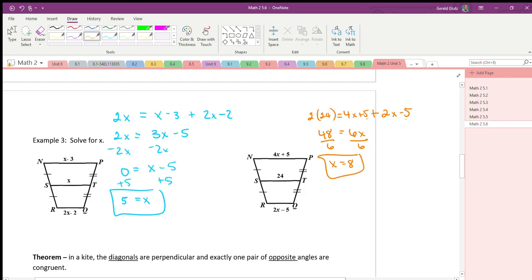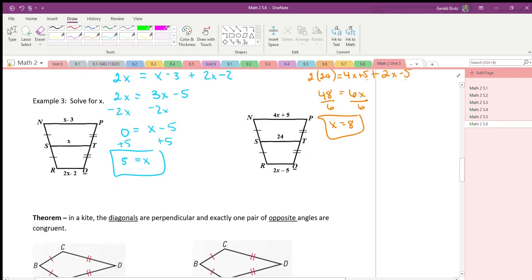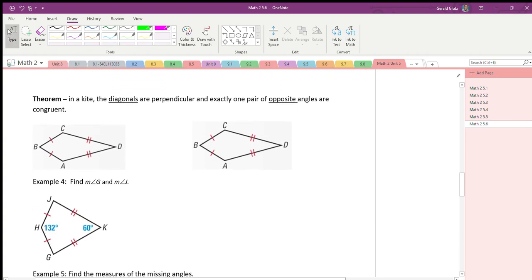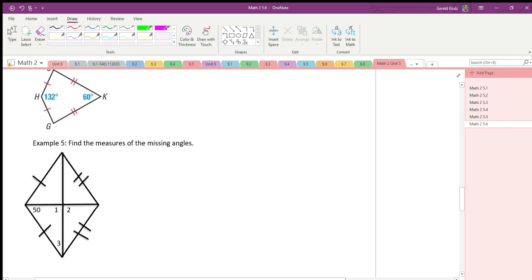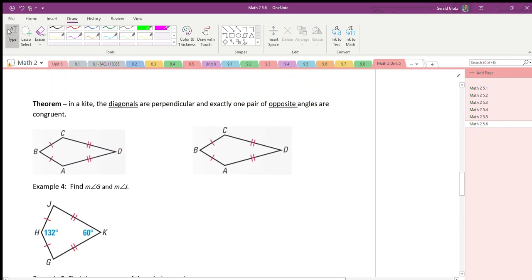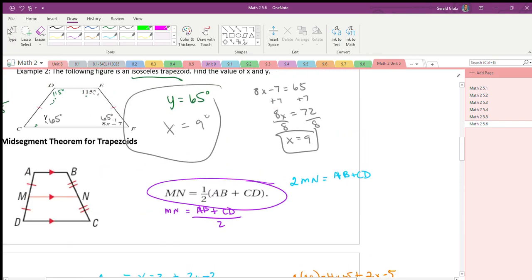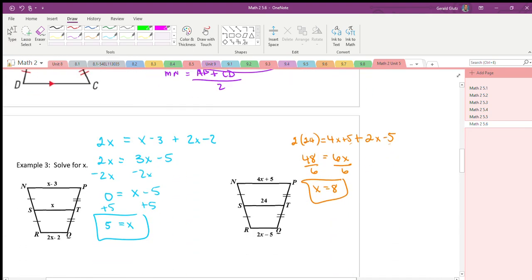And I'm done. The rest of the notes talk about kites, so we are actually going to skip this for now. That's going to end the notes today. A little bit shorter than they could have been. So don't say I never did anything nice for you guys.